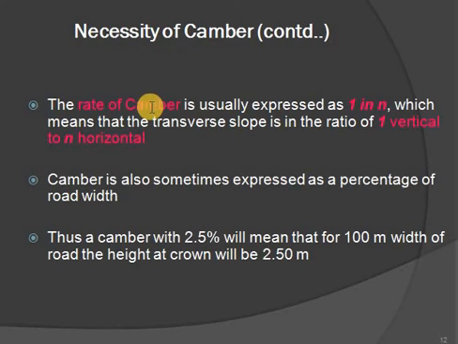Next, the rate of camber is usually expressed as 1 in n, which means that the transverse slope is in the ratio of 1 vertical to n horizontal. Camber is also sometimes expressed as a percentage of road width. Thus, a camber of 2.5% will mean that for a 100 meter width of the road, the height will be 2.50 meters.